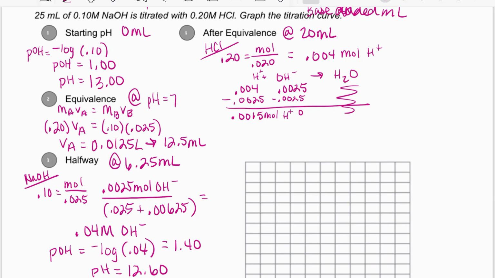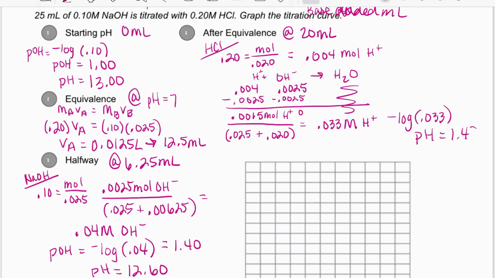Well, since I have the moles, I need to find the molarity, so I'm going to divide it by the total volume. So for my original base, I had 25 milliliters, so 0.025 liters plus, and I added 20 milliliters of acid, so 0.020 liters of acid. And I'm going to get a concentration of 0.033 molarity, and this is of H plus. So if I do the negative log of 0.033, that's going to give me a pH of 1.48.